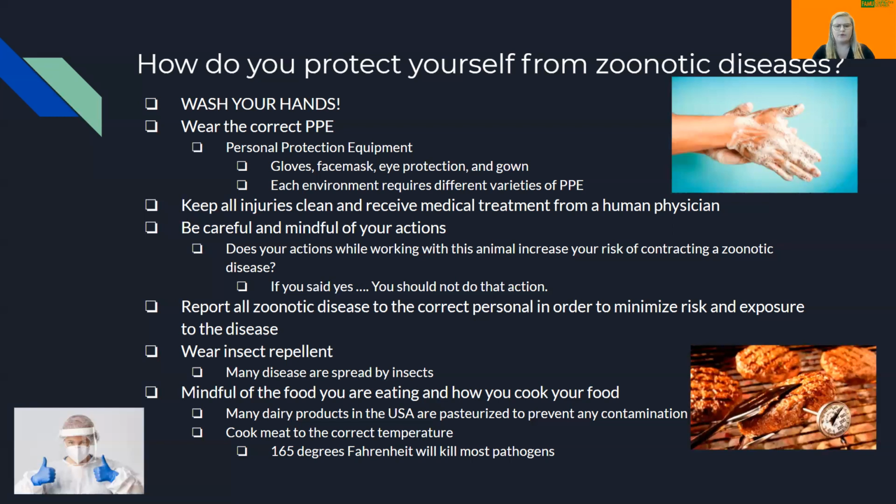Be mindful of the food you're eating and how you cook your food. Many dairy products in the US are pasteurized to prevent contamination, so just be mindful of that. If you go out of the country, they may not be. Cook meat to the correct temperature. 165 degrees Fahrenheit will kill most pathogens. So if you're cooking your meat to 165 degrees, you know that you're killing most of the pathogens and doing what you should to minimize the risk of getting a disease from what you eat.